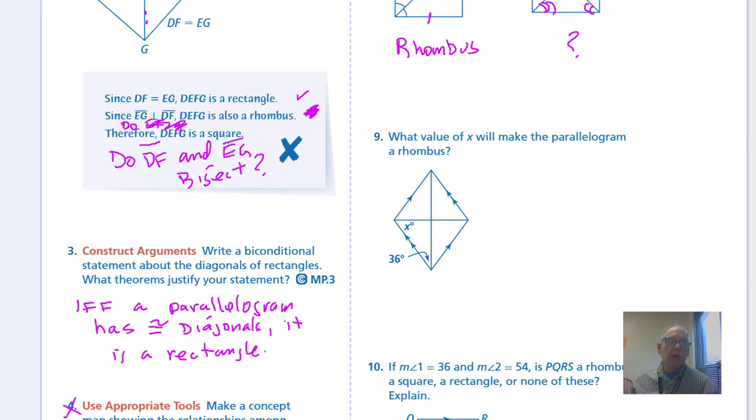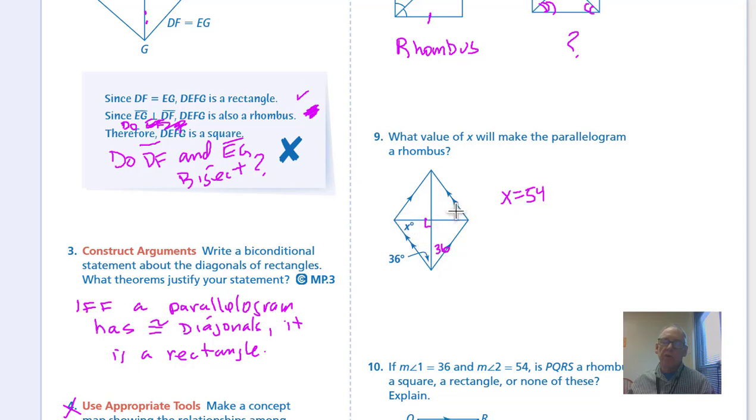Okay, for number 9, we want to make this into a rhombus. It wants to know what value for x will make it a rhombus. So the diagonals are going to bisect. That's going to be a 36. And if it's a rhombus, there's going to be a right angle there because they're going to be perpendicular bisectors of each other. That's going to be a 90. That gives 126. Altogether, these would have to be 180. And 180 take away 126 gives us 54 degrees.